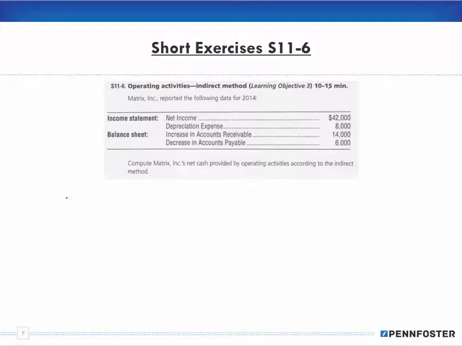So you start out with your net income, which is 42,000. Okay. Then we need to go down through each one of these. So if our depreciation expense is 8,000, we have to add back in the depreciation expense, right?